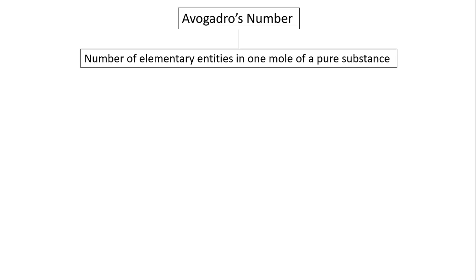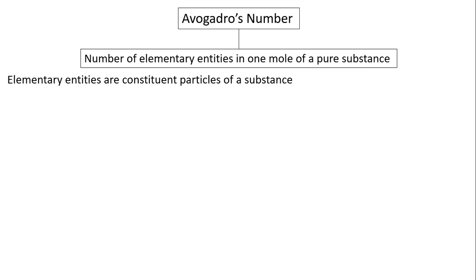So first of all, let's define the Avogadro's number. The Avogadro's number is the number of elementary entities in one mole of a pure substance. So first let's talk about the elementary entities. Elementary entities are basically the constituent particles of a substance. The thing which constitutes, which makes a whole pure substance is called the elementary entity.